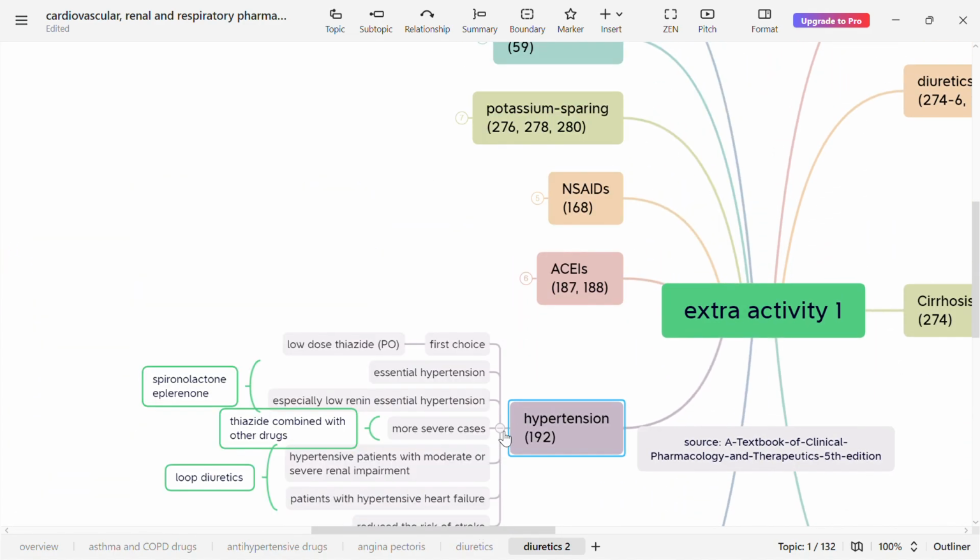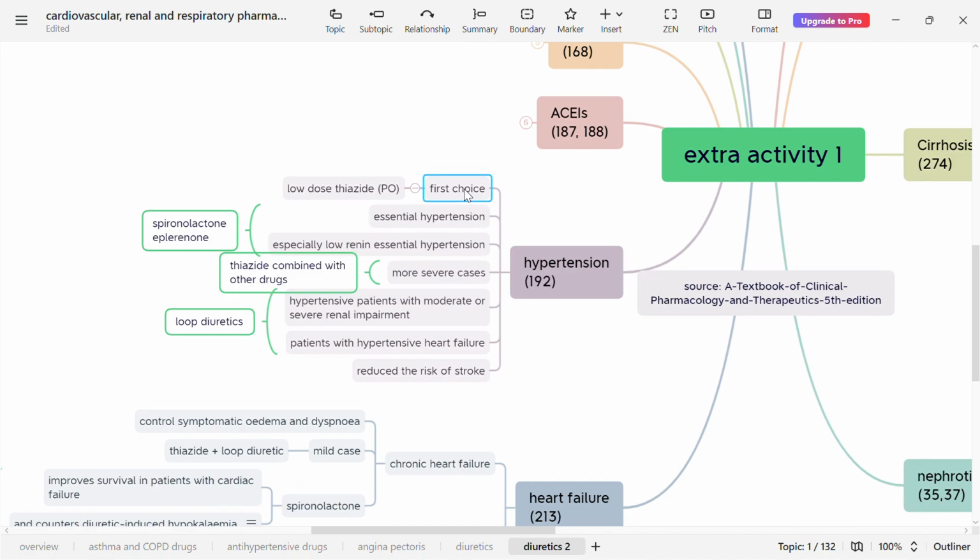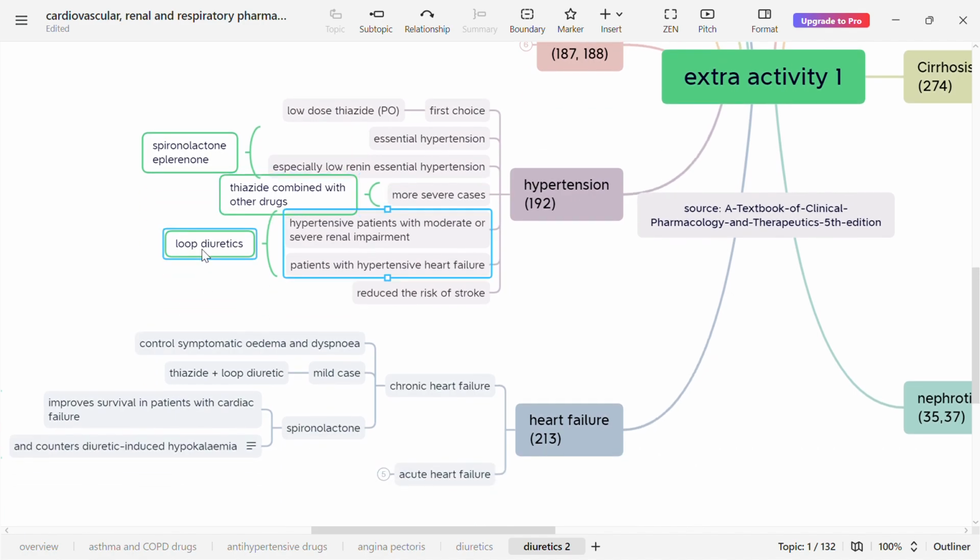Continuing to the next, hypertension. The first choice drug is a low dose thiazide, which is given orally. For essential hypertension, especially low renin essential hypertension, we can use spironolactone and eplerenone. For more severe cases, we use thiazide combined with other drugs. We can also use loop diuretics in hypertensive patients with moderate or severe renal impairment, and also patients with hypertensive heart failure. And this will help to reduce the risk of stroke.